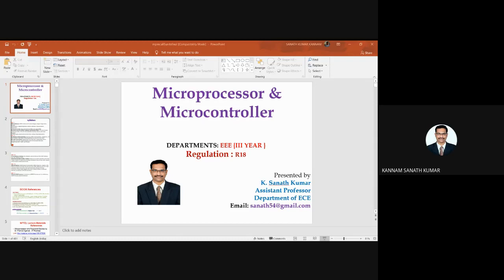Next, 8051 Microcontroller by Ummar Rao, architecture, programming and applications. For the first unit, you can go for Nagoor Kani, and for the second and third units, you can go for Uday Shankar. These are the books.